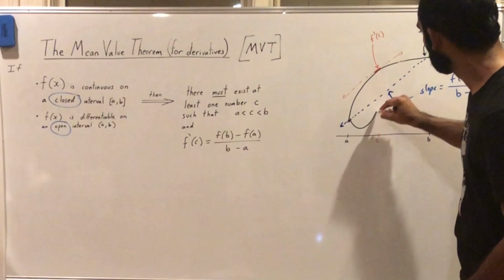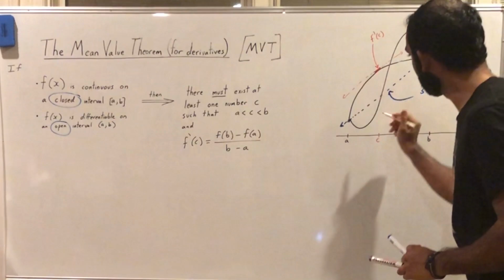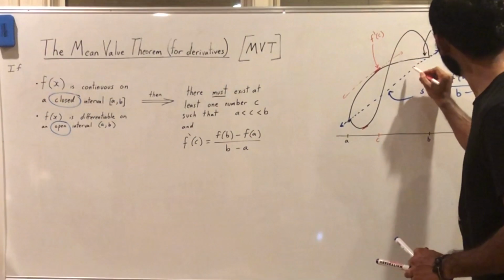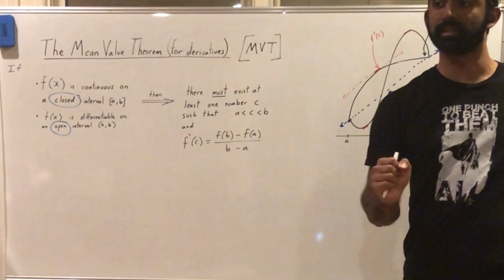Like so. Then the theorem holds true again. And not only do I have one point that satisfies it, about right there, there's a point that satisfies it. And then about right there is another point that satisfies it. This instantaneous steepness there and there is the same as the instantaneous steepness of my dotted blue secant line. Yes? Yeah. That's all it's saying.